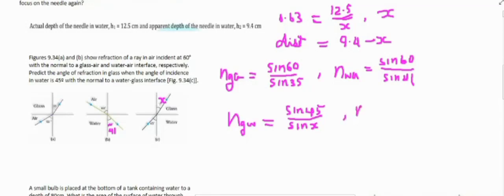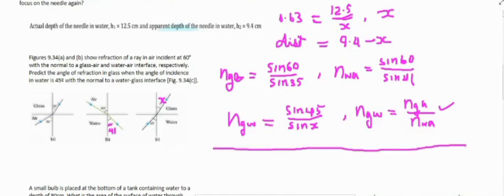Now, you know NGW, refractive index of glass with respect to water, is equal to NGA divided by NWA. Now you substitute the values of NGA, NWA and NGW in this formula. Then find the value of sin x. From the value of sin x, you can find the value of x. Okay. So that's the calculation. The question is an important question.